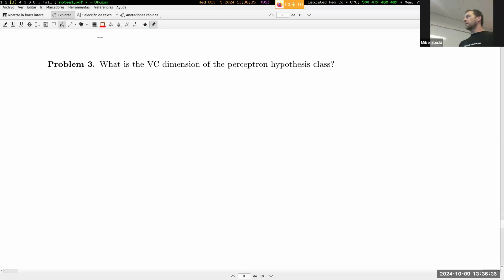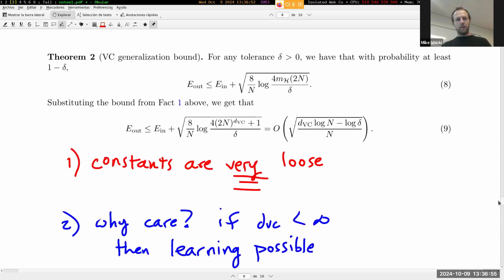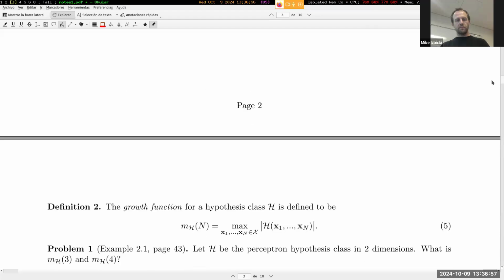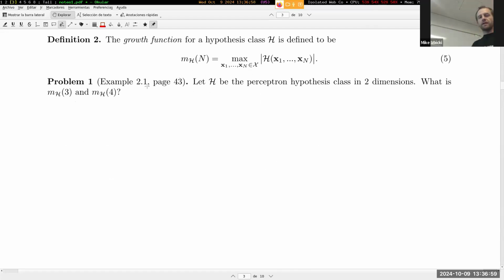So we've actually sort of already done this in secret in the special case of d equals 2. We showed that m_H in this case, and this was in problem 1, example 2.1, page 4.3, calculating the m_H(3) and m_H(4), the growth function on 3 and the growth function on 4.